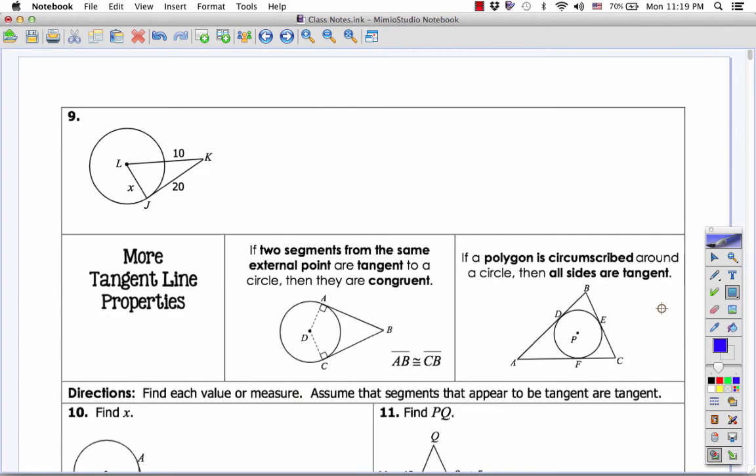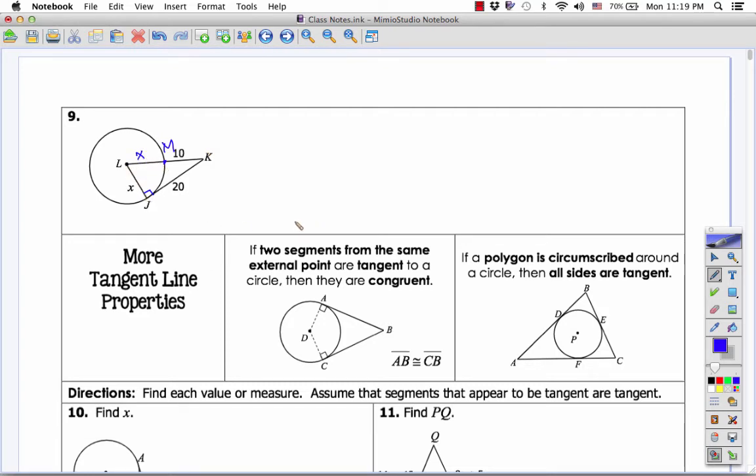Now on the next page you have number 9 here, and this is almost exactly the same, but it's a little bit more involved with algebra. So let's look at this. JK again is the tangent line, so I've got 90 degrees here. And I know from the edge of the circle to K is 10. I don't know this side. However, I know that this side, I'm going to call this M, MK is 10. LM I don't know, but I know LJ is X.